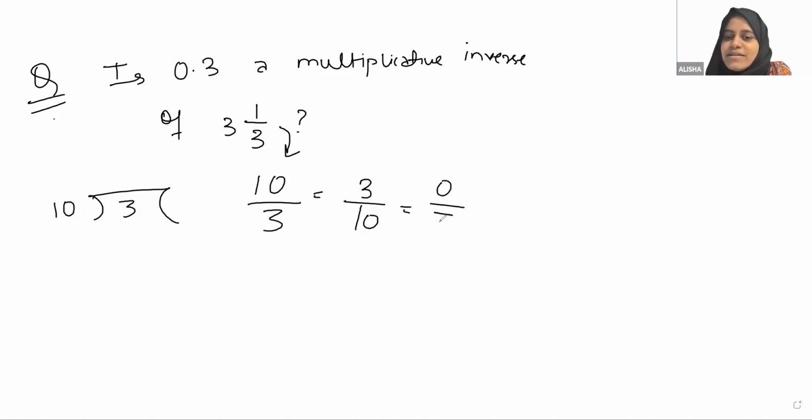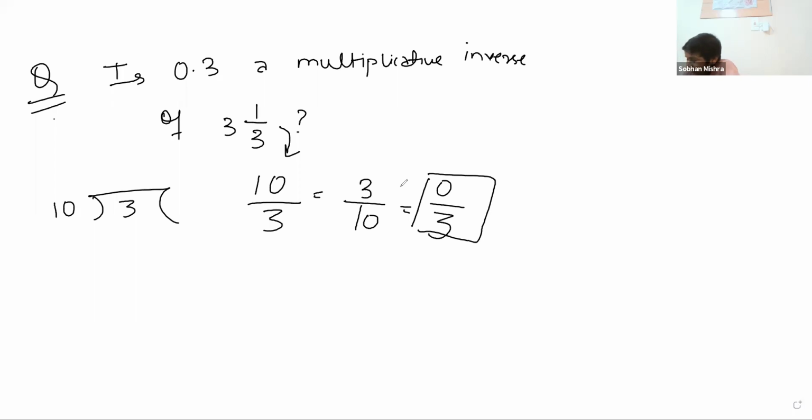Are you getting this, Saman? No. Then what is 0 by 3? What should I write? 0 by 3 is the multiplicative inverse. Are you saying this to be 0 by 3? Oh, 0 dot. It's not even dot, it's 0.3. 0 decimal 3 is 0.3.